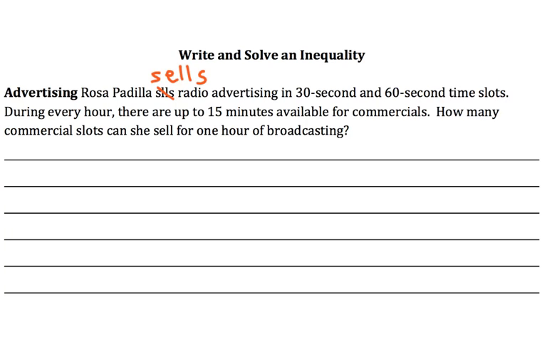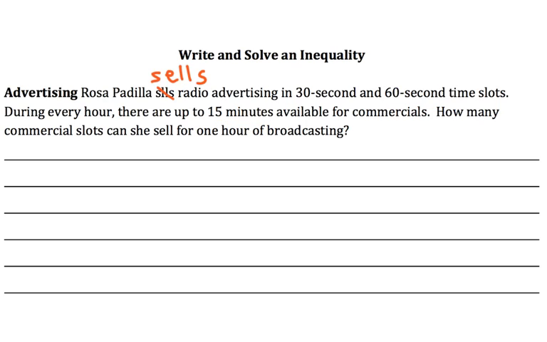Write and solve an inequality. So this Rosa person sells radio advertising in 30 and 60-second time slots. During every hour, there are up to 15 minutes available for commercials. So this means I could watch a minute-long commercial, I could watch 15 of those, and if they were all 60-second time slots, that would max it out.